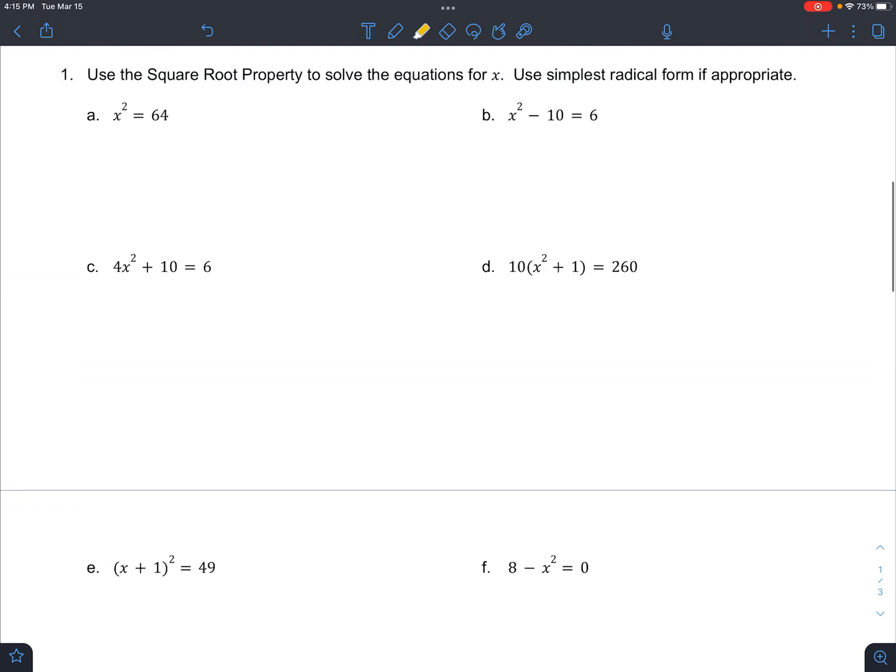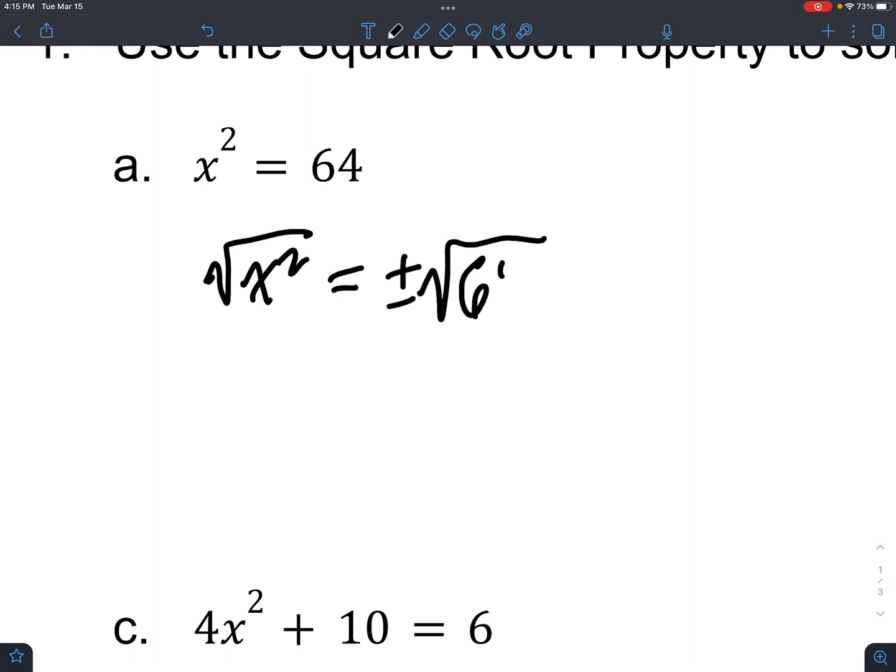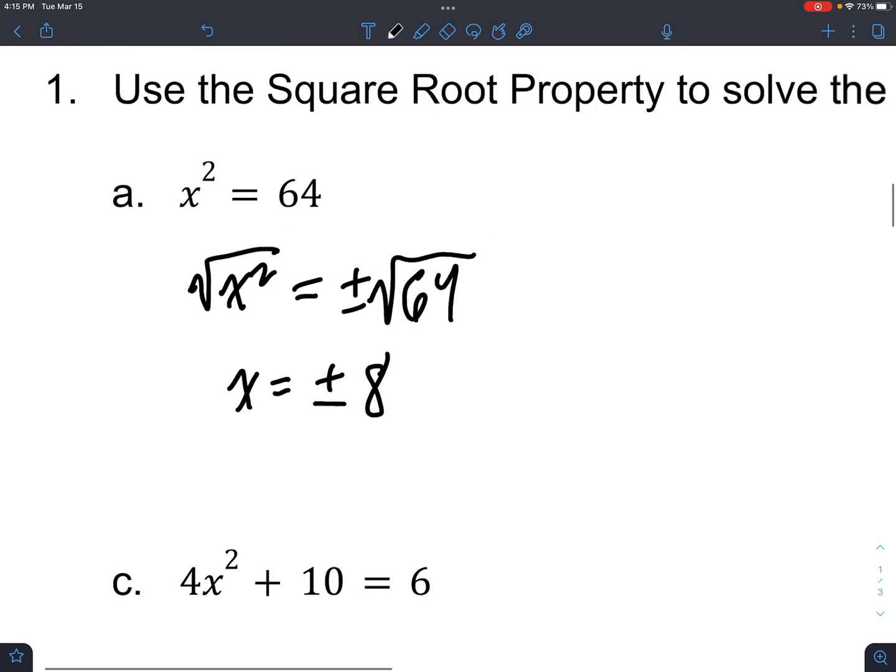Okay, let's do 3 examples, and that will be it. So, ready to take the square root since x squared is isolated. So I'll take the square root and I'll add the plus or minus to cover those 2 solutions, 8 and negative 8.